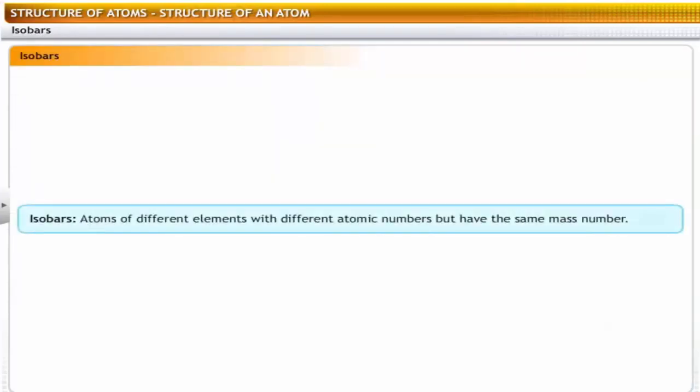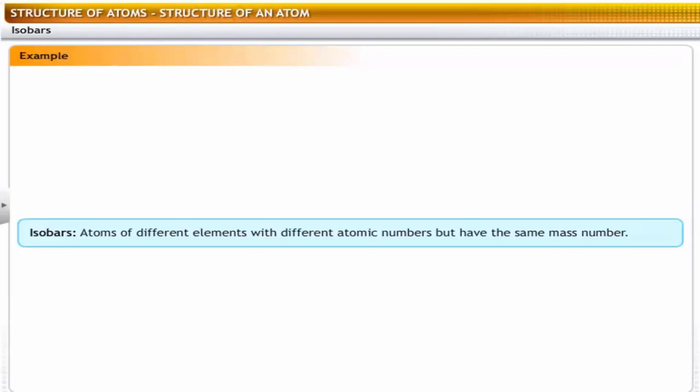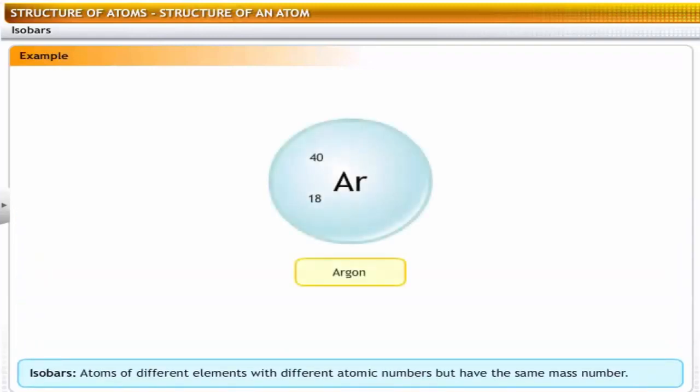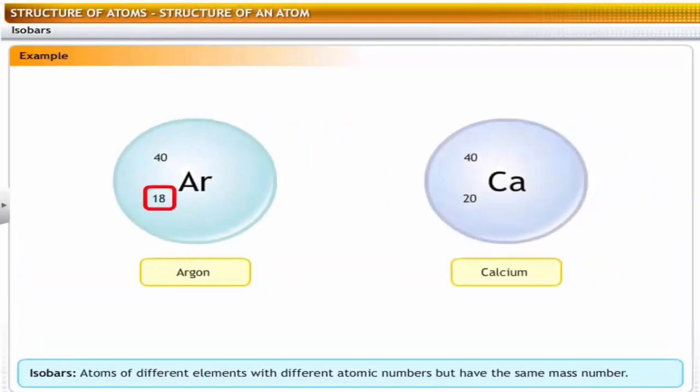In some cases, it is also possible that the atoms of different elements, having different atomic numbers, may have the same mass number. Such atoms are called isobars. For example, argon with atomic number 18 and calcium with atomic number 20. The number of electrons in these atoms is different, but the mass number of both these elements is 40.